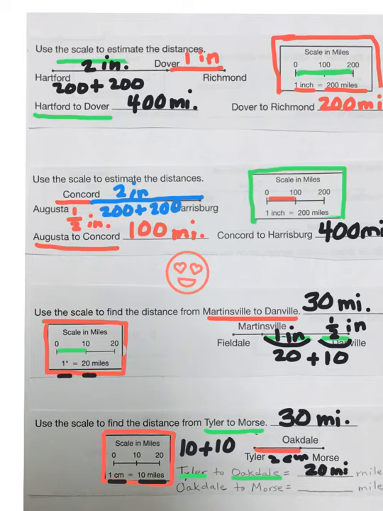Now our last one, let's do that with a different color. Let's use yellow. We're asked to say how far it is from Oakdale to Morse. That's very small. If we measure that, we see that it is only 1 centimeter. And we see on our scale here that 1 centimeter is 10 miles. So that's an easy answer, isn't it? So from Oakdale to Morse is 10 miles.